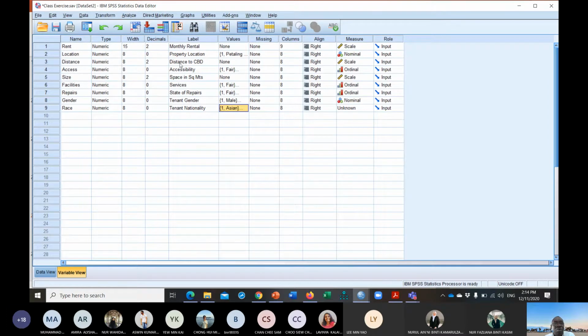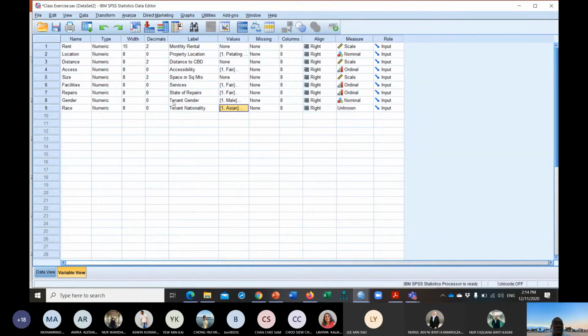Distance, I tried to compute a distance from the CBD, and we can even take it, say, distance to UM. If you take UM to be the central place, we can say distance to UM. Then I look at the accessibility. The accessibility in terms of how fair and how good, how motorable, how easy you can locate the place. Space in square foot. Services, whether it is fair, whether it is excellent, whether it is good.